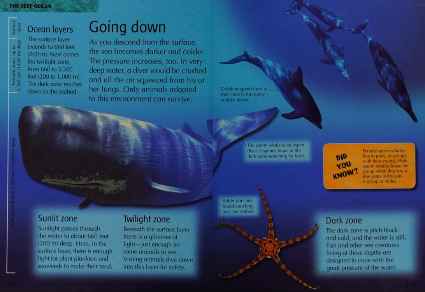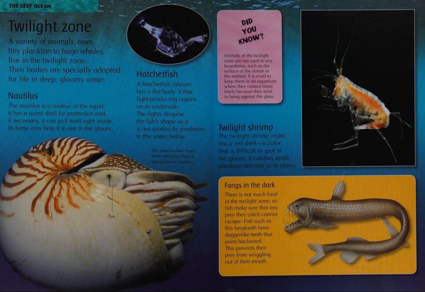Dark zone. The dark zone is pitch black and cold, and the water is still. Fish and other sea creatures living at these depths are designed to cope with the great pressure of the water. Brittle stars are found crawling over the seabed. Twilight zone. A variety of animals, from tiny plankton to huge whales, live in the twilight zone. Their bodies are specially adapted for life in deep, gloomy water.